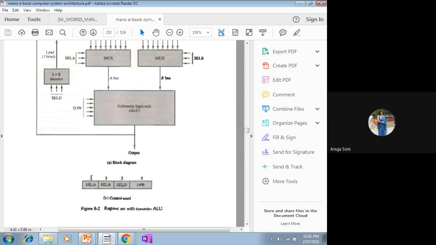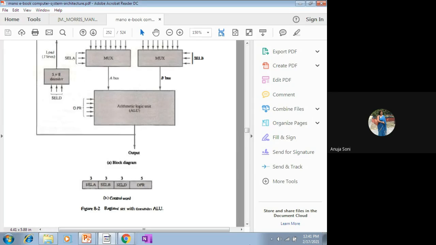These 14 pins collectively are called a control word. It comprises your control word. In an exam or in a batch exercise, this kind of question would be given: just find out the value of the 14-bit control word. Now, what will be the value of select A, select B, select D, and OPR? Ultimately, what will be the value of the control word?